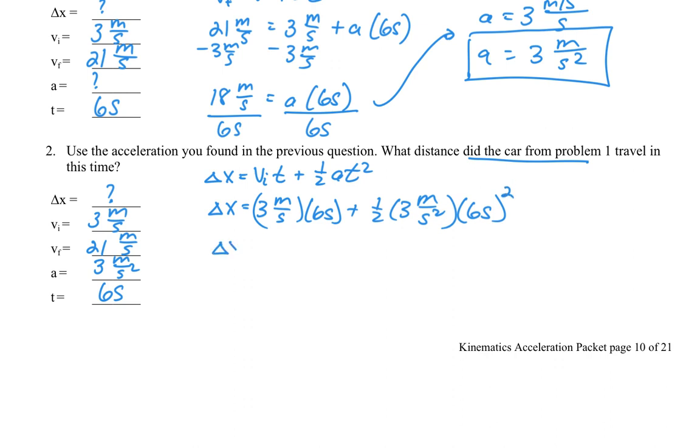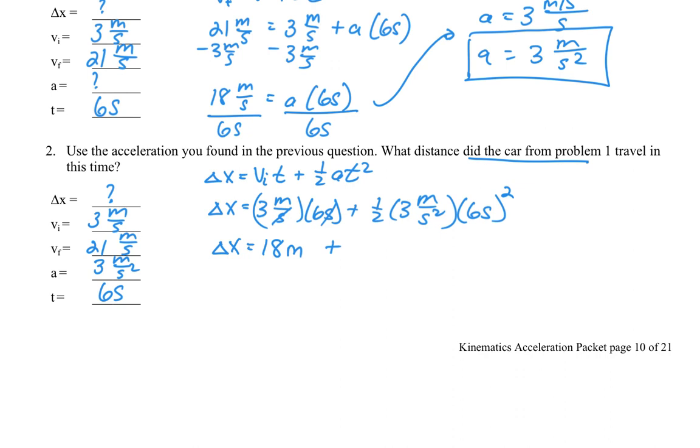So now I can do a little arithmetic. 3 times 6 is 18. These seconds cancel with these seconds, so I'm left with 18 meters plus, let's see, I can do a little bit of mental math here. So I've got 1/2 times 3 times 6 squared.